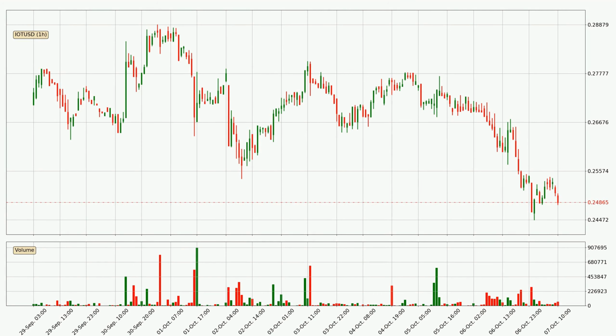Looking at the hourly time frame for IOTA, the price rapidly went down around 5.6% in the last 24 hours, with a current price of 24.9 cents. The volume was also high, showing that this move was strong and the sellers are taking over.